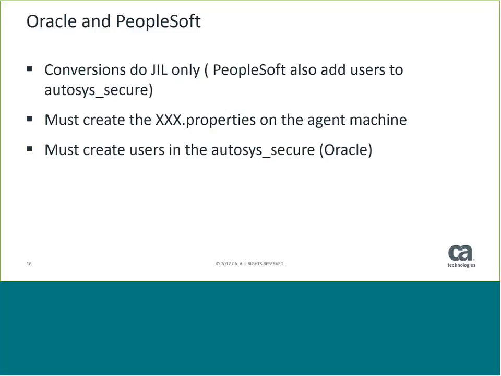You must create the properties file on the agent machine. So whether it's an SAP instance, a PeopleSoft, or an Oracle instance, there's an instance.properties file on the agent machine. For these two, you have to create that file. And you'll see what the file looks like the first time you do an install of the plugin. It's going to ask you for PeopleSoft instance, database user, People Tools user. So it'll ask you for that information and create the properties file. And as I said, for the Oracle piece, you have to create the users in AutoSys Secure.